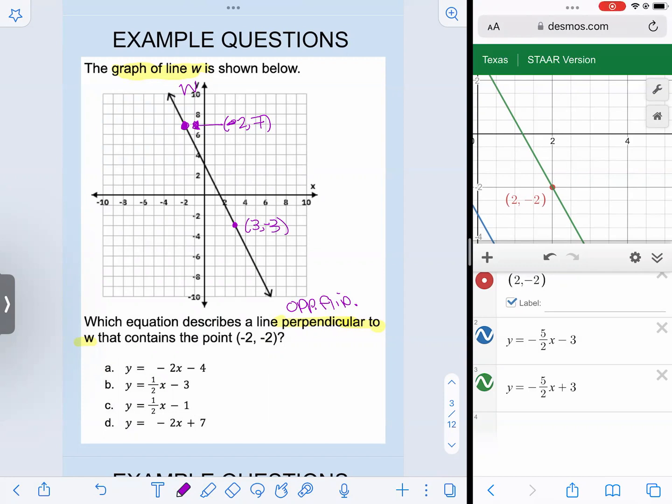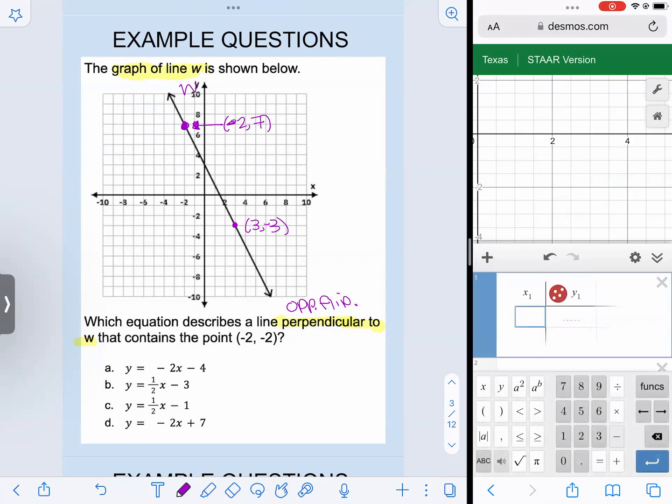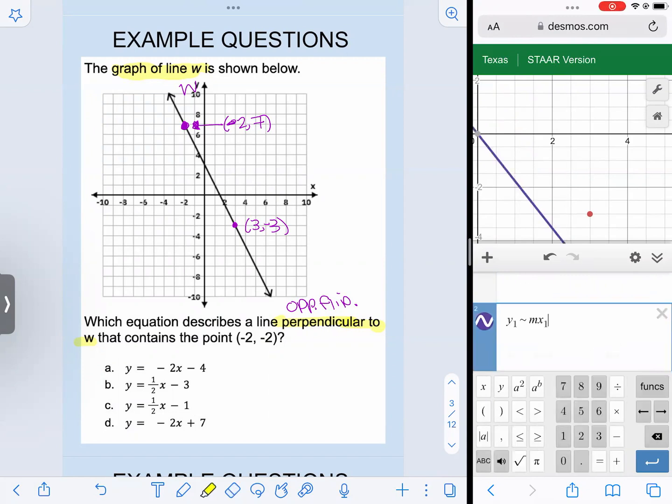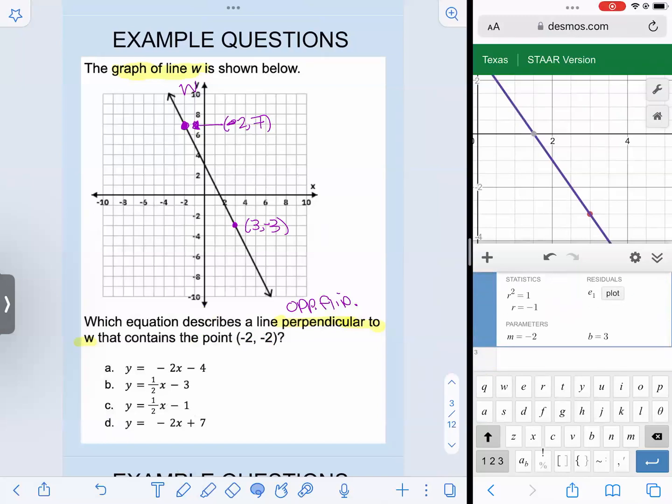And I'm going to go to Desmos and find the slope of this line. So I'm going to make a table with those 2 points. So I've got -2, 7, and then 3, -3 as my 2 points. I'm going to write y1 squiggle mx1 plus b. I'm going to get my m, and I get that m is equal to -2. So my slope for line W, m is equal to -2.